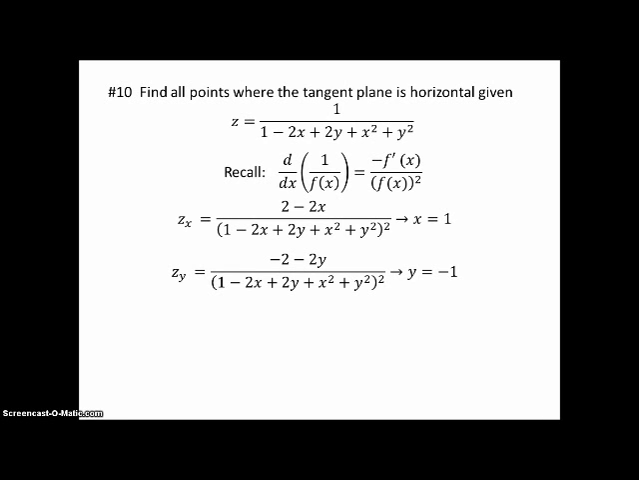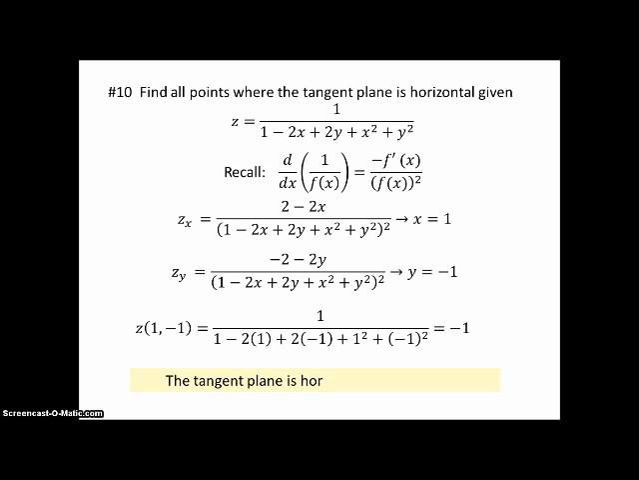And so pretty straightforward. We get our point, z of 1 comma negative 1 is evaluated with x being replaced by 1 and y being replaced with a negative 1, and that comes out to negative 1. Therefore, the only point where the tangent plane is horizontal is going to be 1, negative 1, negative 1. The tangent plane is horizontal at 1, negative 1, negative 1.